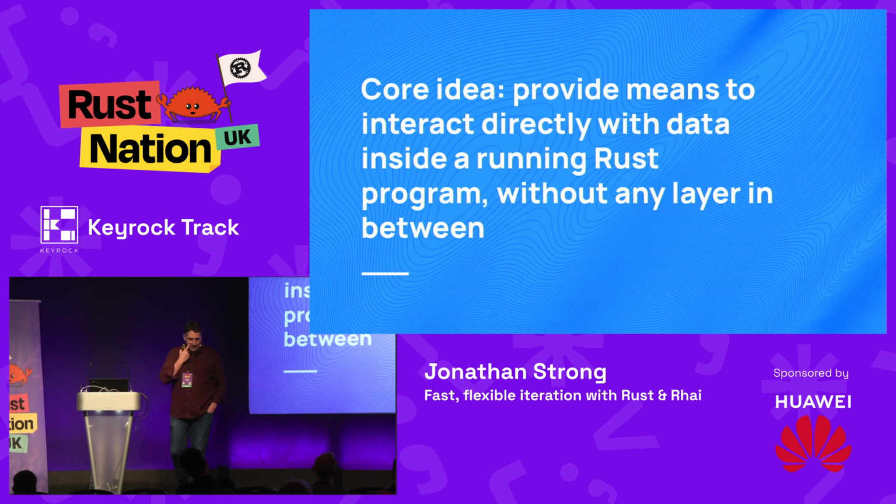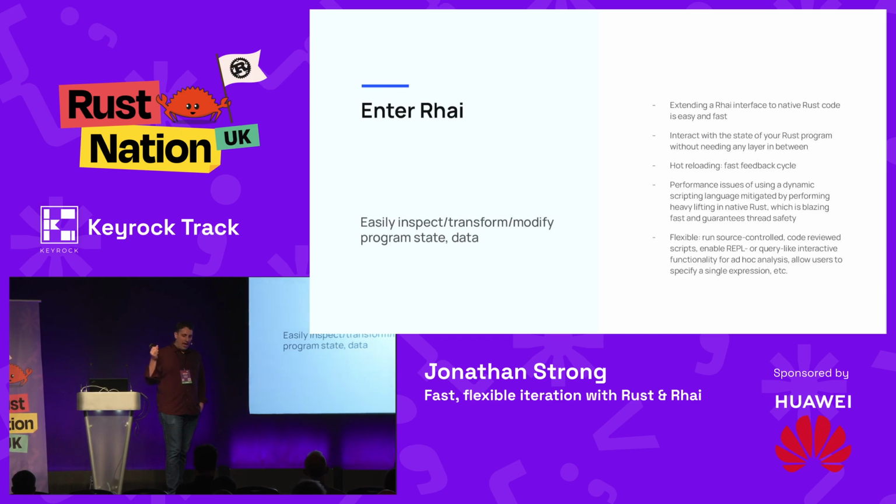And the core idea here is you want to provide a means to interact directly with the data inside the program without any layer in between, for different reasons. This has happened to me before in systems I've worked on several different times. So we've got Rhai, and extending a Rhai interface to native Rust code is easy and fast. It doesn't take a long time to build this interface so that you can interact with the Rust types. And you get hot reloading. You can modify this script at runtime without restarting the system. That's number one, the most important aspect of it.